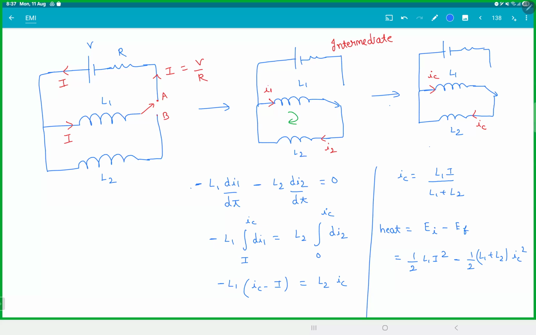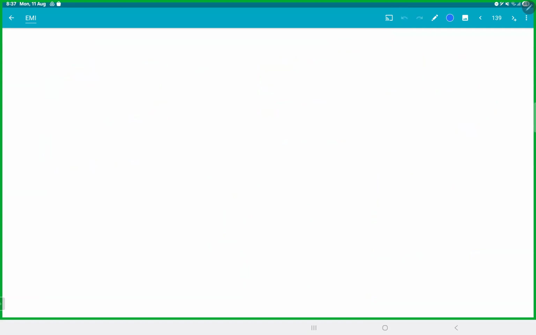Remember what is L into I? Flux. So if you look at here, when you do L into di, this is basically change in flux. So if you see the whole question, it gives you a feeling as if flux is conserved. Remember, there is no concept like that in physics. Yeah, but it will help you in the exam. It will give you the answer faster.